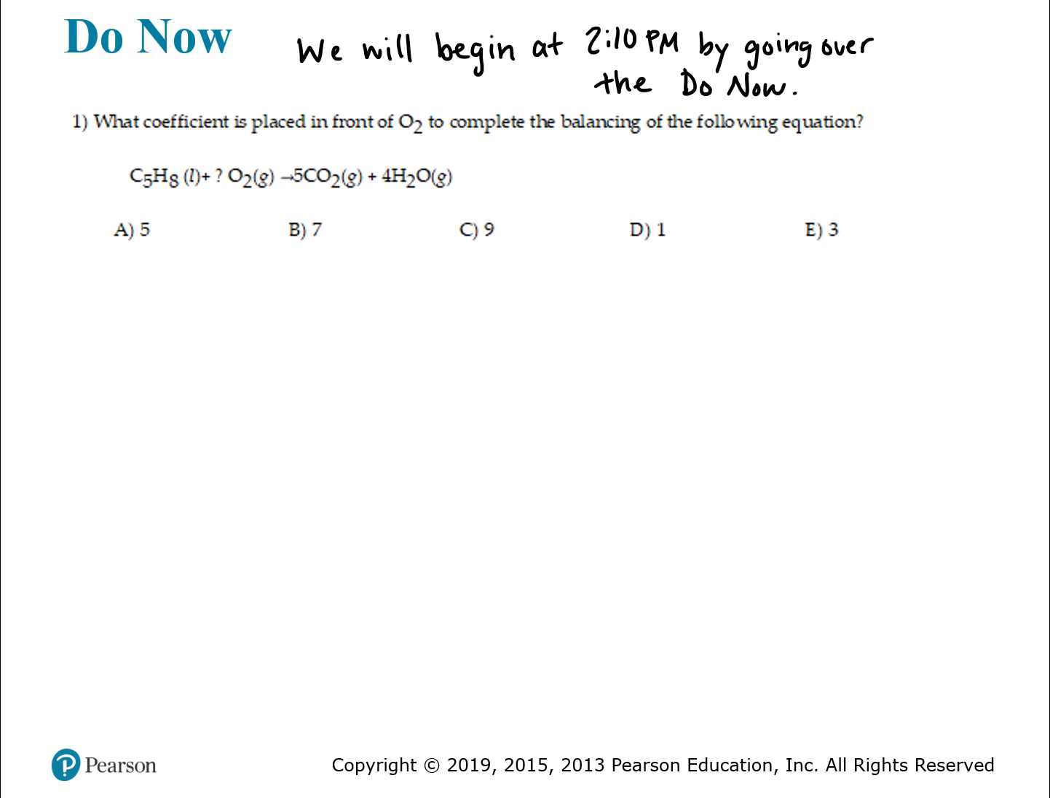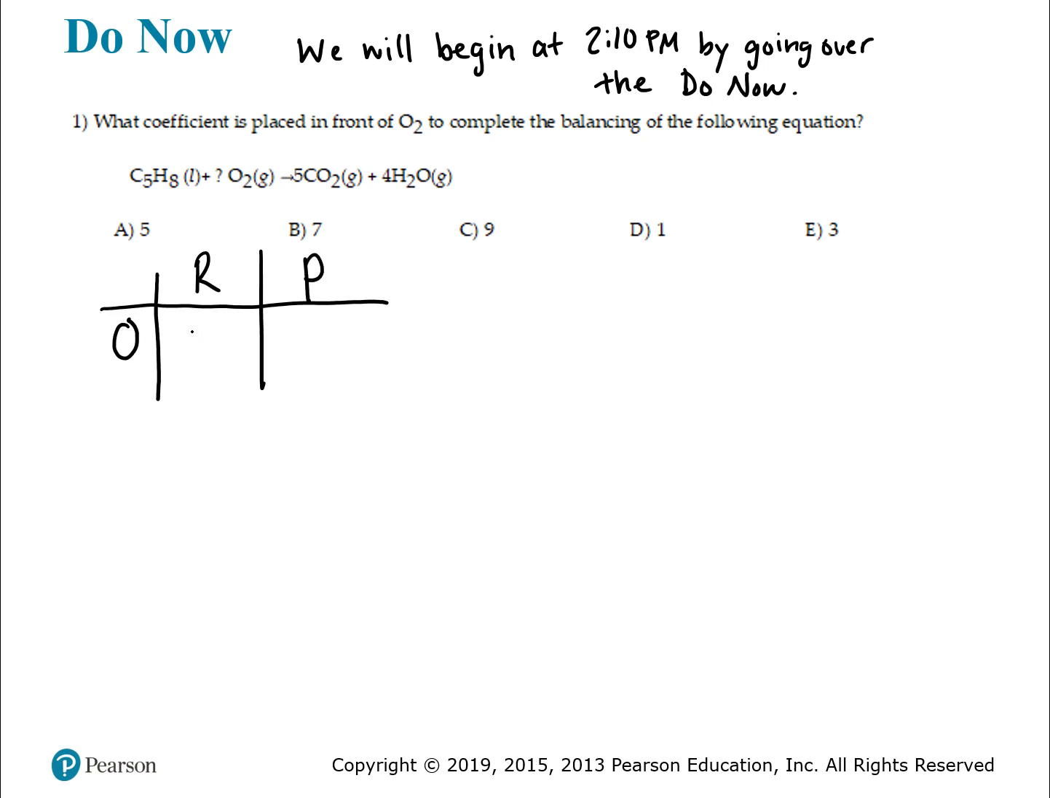We're asked about the coefficient to place in front of the oxygen. So that's the only thing that's left to be balanced here. I'm not going to worry about looking at all the other elements. We're just going to focus on the oxygen. So I'm going to make my little chart and only focus on oxygen because it's the only thing left to balance.